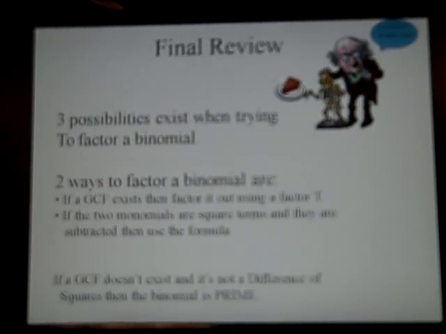Final review. Three possibilities exist when trying to factor a binomial. If a GCF exists, then factor it out. If the two terms are squares and they are subtracted, then use the formula. If a GCF doesn't exist and it's not a difference of squares, then the binomial is prime.